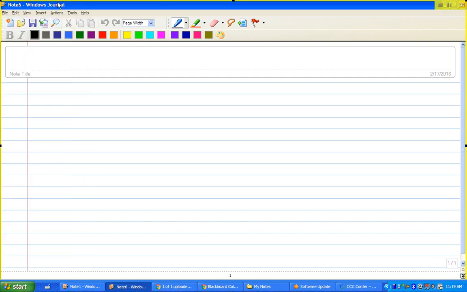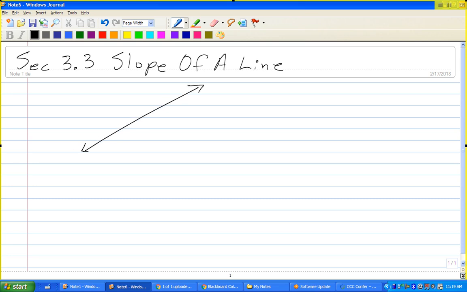Okay, so section 3.3, slope of a line. So first off, suppose I have some line in the plane, and suppose that this is relative to some coordinate system, and suppose that this is not a vertical line, meaning that this line is not parallel to the y-line.